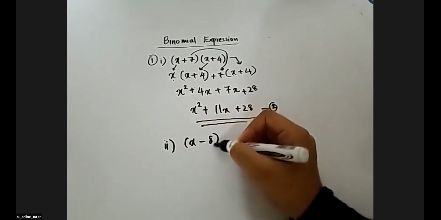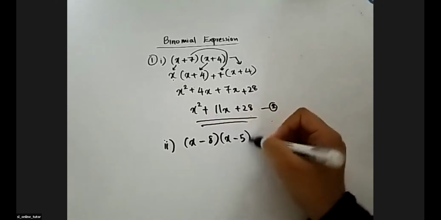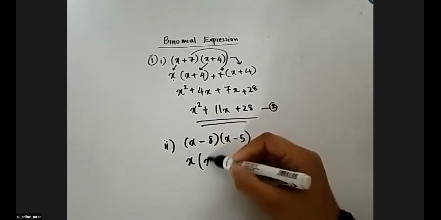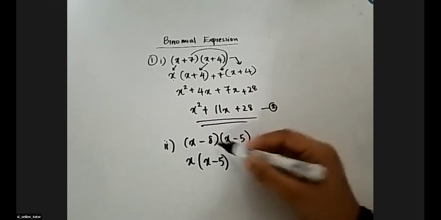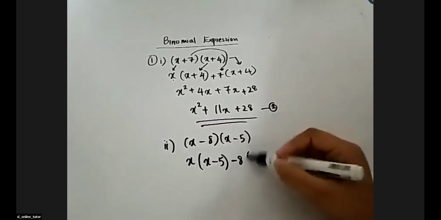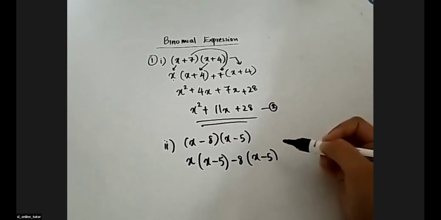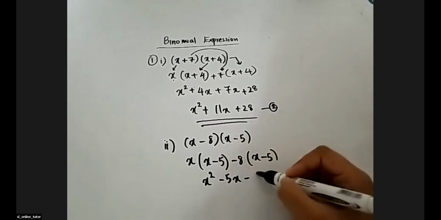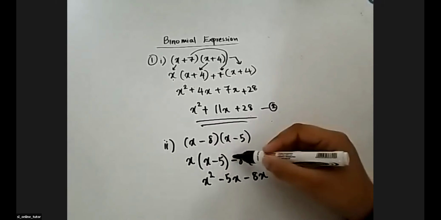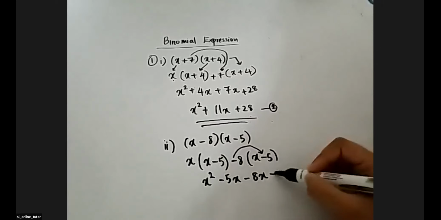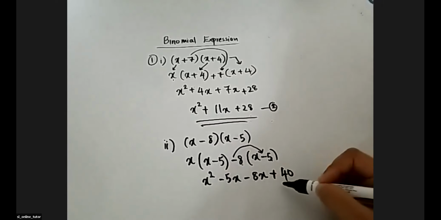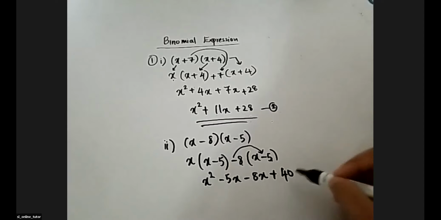Second one, x minus 8 and x minus 5. Now from the first bracket, I am taking the first term and writing the second bracket. From the first bracket, I am taking the second term and I write the second bracket again. So you have to multiply now: x squared minus 5x minus 8x. You have to be very careful. Negative into negative is positive, so 8 times 5 is 40. Symbols should be exactly correct. If your symbol is wrong, your answer is wrong.